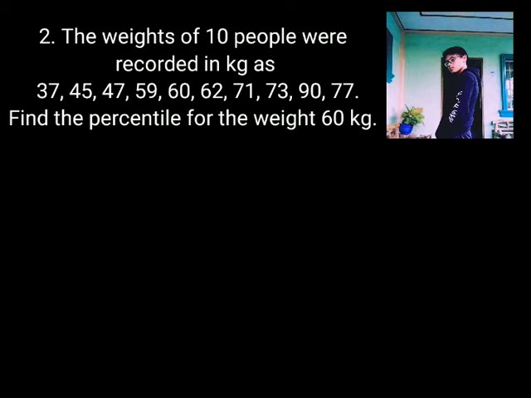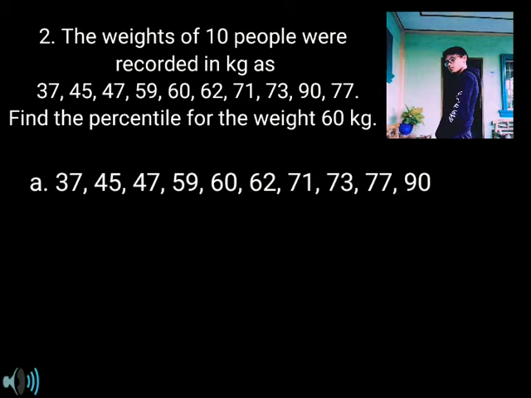Example number 2. The weights of 10 people were recorded in kilograms as 37, 45, 47, 59, 60, 62, 71, 73, 90, and 77. The first thing we need to do is arrange the following dataset in ascending order. Therefore, we can finally have 37, 45, 47, 59, 60, 62, 71, 73, 77, and 90. Now, the problem is, find the percentile for the weight 60 kilograms.